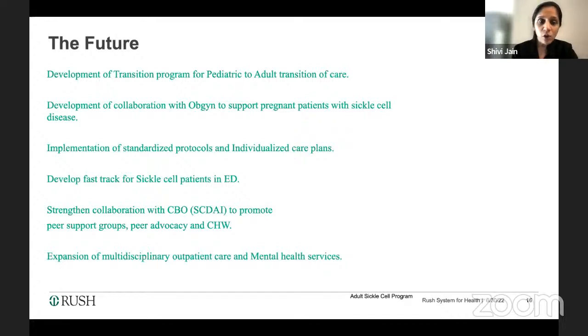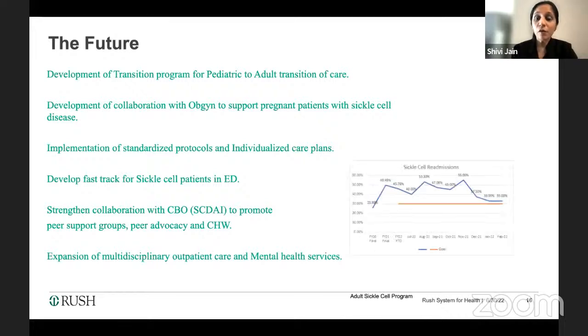We work very closely with the Sickle Cell Disease Association of Illinois, and I really want to acknowledge and appreciate their efforts in the community for the sickle cell patients, for their advocacy and support. We eventually want to expand our multidisciplinary outpatient care and mental health services. We do face challenges right now, like high readmission rates for the patients, and I'm hoping with the implementation of standardized protocols and individualized care plans, we will be able to achieve those goals.